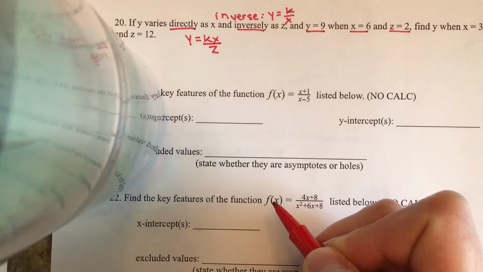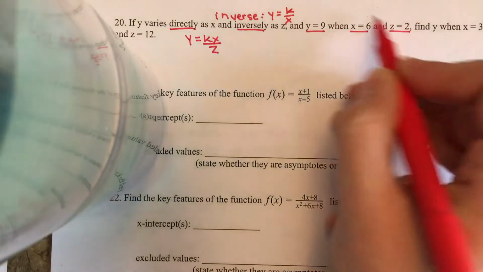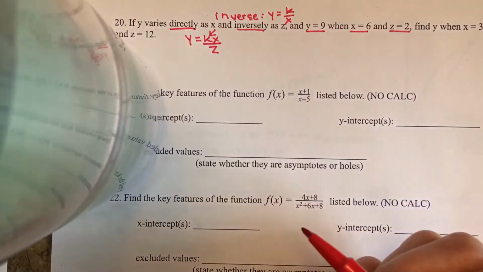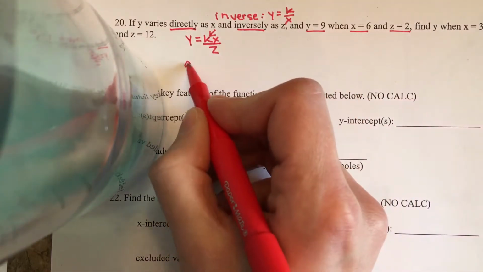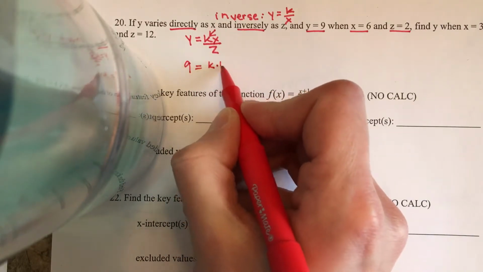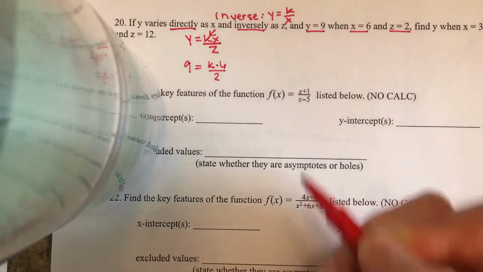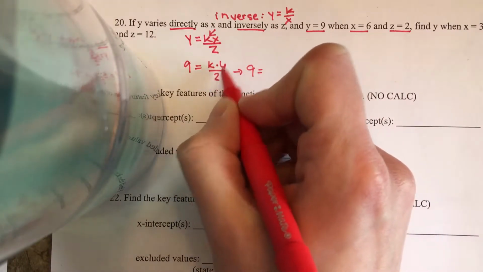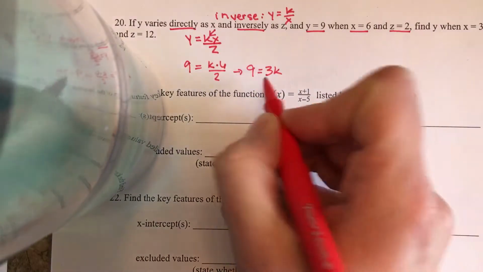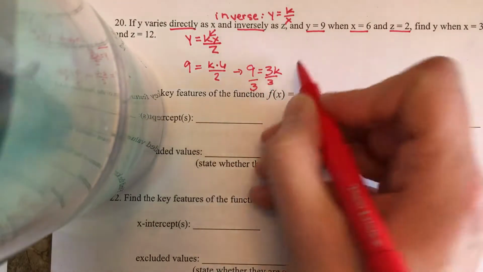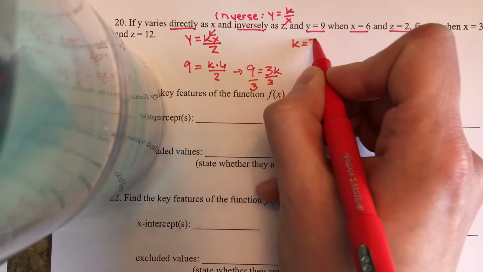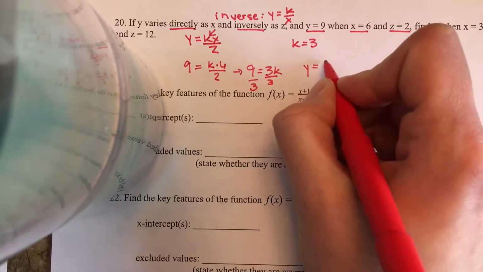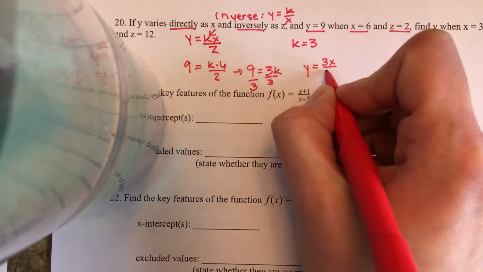So the first thing I'm going to do is use that cluster of information that all belongs together and plug it into our general form to figure out what k equals. So for this problem, that would be 9 equals k times 6 over 2. Reducing here, I would get 9 equals 6 divided by 2 would be 3 times k. And divide both sides by 3 to solve for k. I get k to be 3. This means that for my specific problem, I have y equals 3x over z.